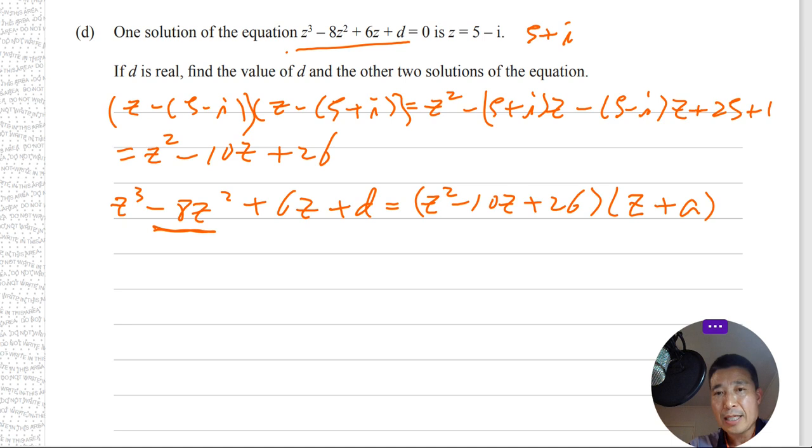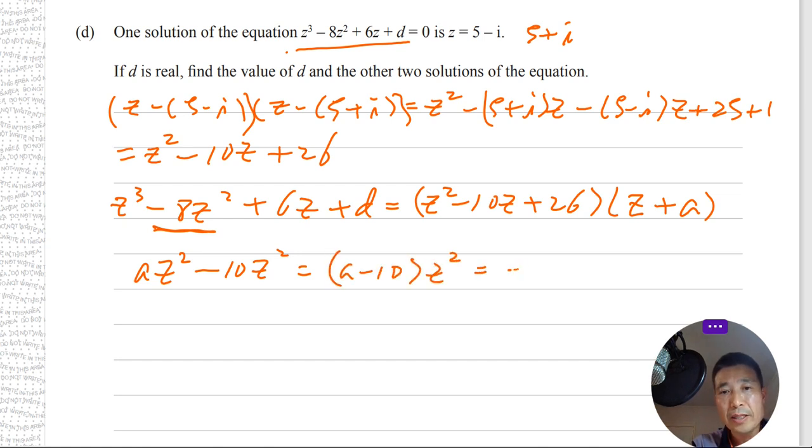So to make z squared, z squared times a, which is a z squared, and then minus 10z times z. That's the only chance you can have z squared, isn't it? So which is just (a minus 10) z squared, should be the same as negative 8z squared, right? So a minus 10 must be negative 8. Hence, a must be 2. We got a is 2.